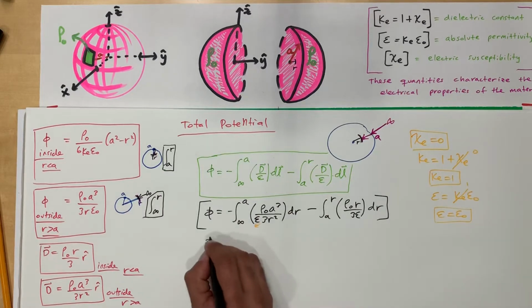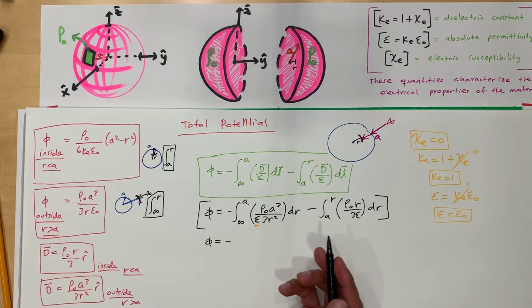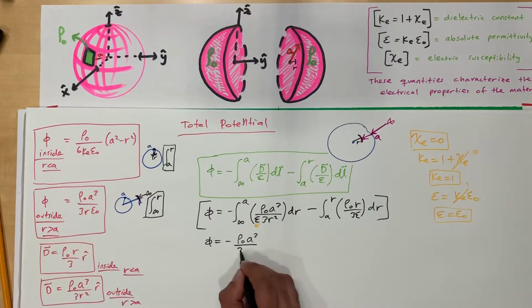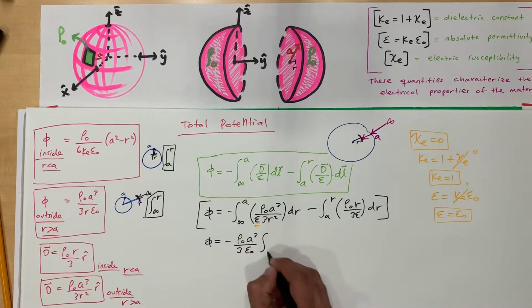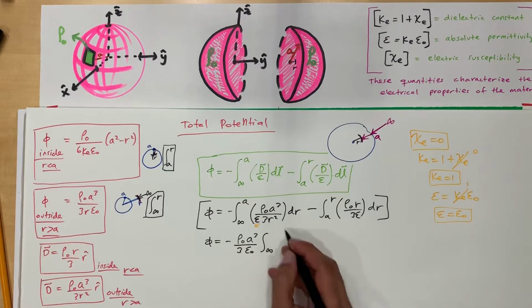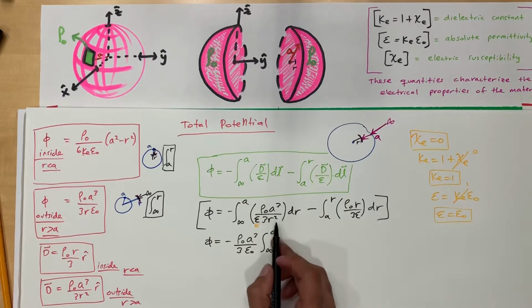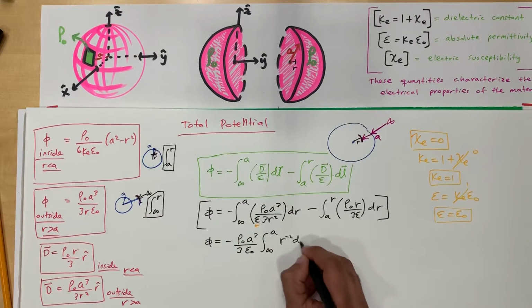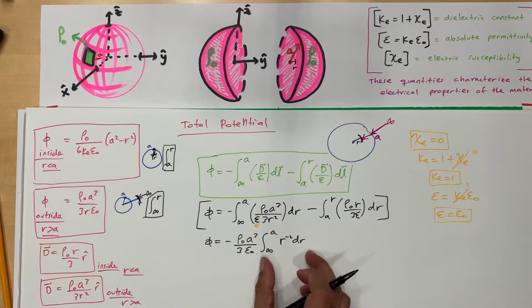So let's do that. We got negative. Let's take a few things out. Let's take the rho naught A to the third over 3. And this epsilon turned into epsilon naught. We could take that out. And now we only have an integral from infinity to A. R squared is on the bottom, so it's r to the negative 2 dr. Okay, so we have that one set up.